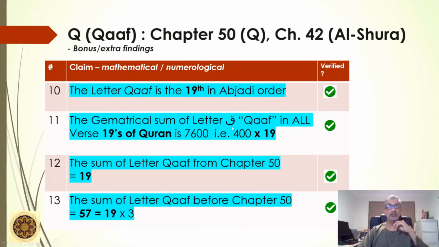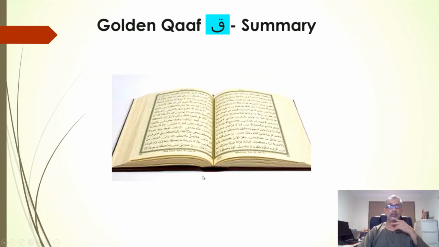The grammatical value of the letter Qaaf in all verse 19s of the Quran is also 7,600. That's basically 76 times 100, because Qaaf has a value of 100, which is again a multiple of 19. 400 times 19 will give you your 7,600. The sum of letter Qaaf from chapter 50 onwards in verse 19s is exactly 19. And if you look the other way, the sum of letter Qaaf before chapter 50 in all verse 19s is 57, which is 19 times 3. So those are interesting bonus findings.